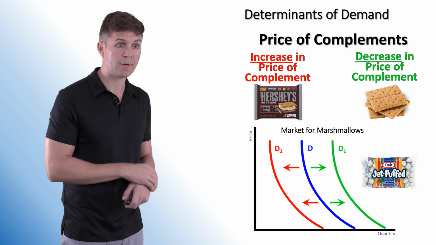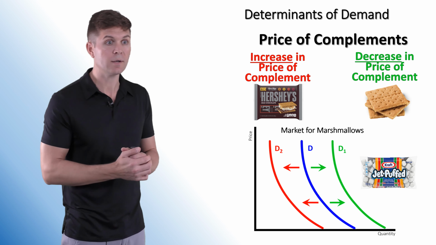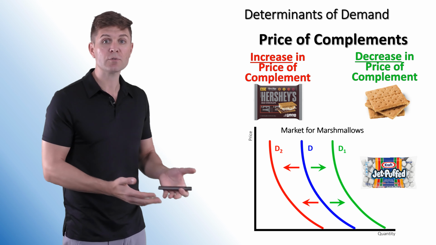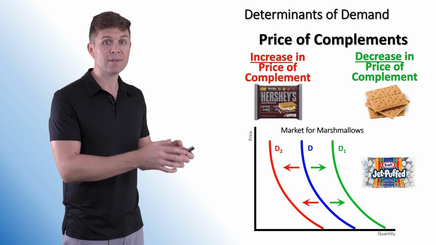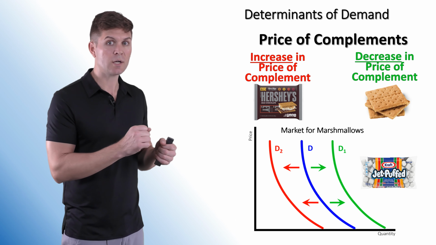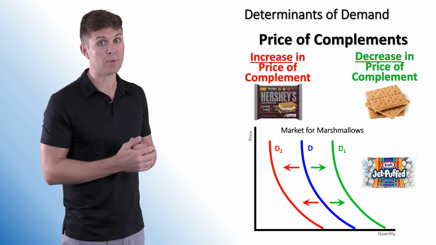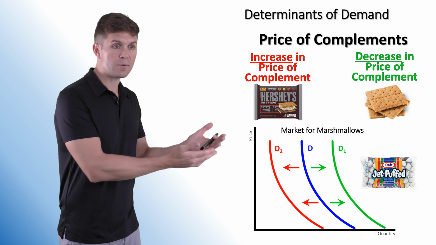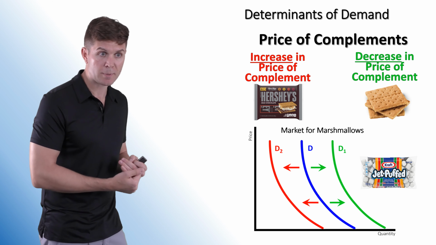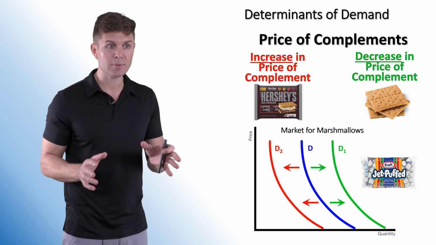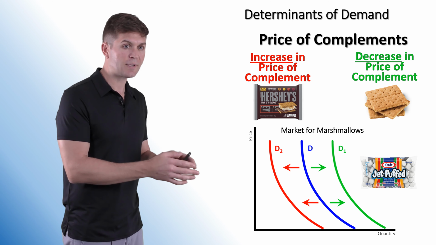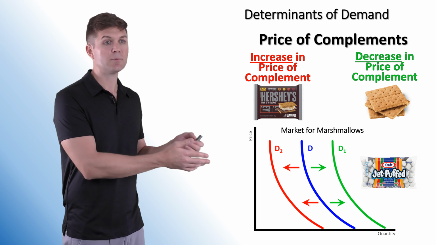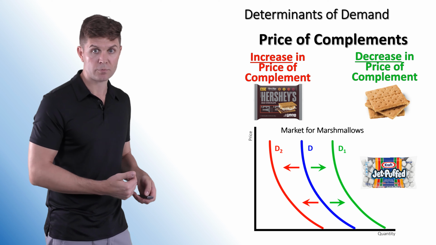Now, another complement, let's say chocolate bars for that matter, they go up in price. Let's say Hershey chocolate bars go up in price. That means that people are going to buy less Hershey chocolate bars and they're going to buy less marshmallows because they're used together in the creation of s'mores. So the demand would shift left for marshmallows. So keep that in mind. Complements: a decrease in the price of a complement causes demand to go up. An increase in the price of a complement causes demand to go down for the product.